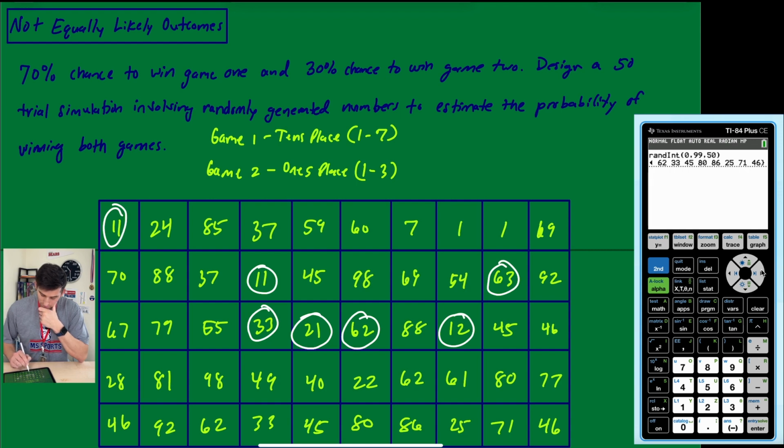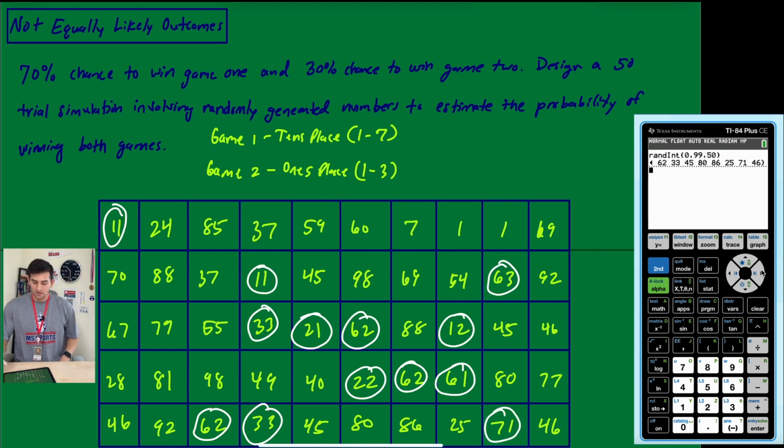98, 49, 40, 22 would be good. Another 62 is good. A 61 is good. 80, no. 77, 46, 92, 62. I think we had another 62. That's good. 33 would be good. 45, no. 80, 86, 25, 71 would be good. And 46, no.